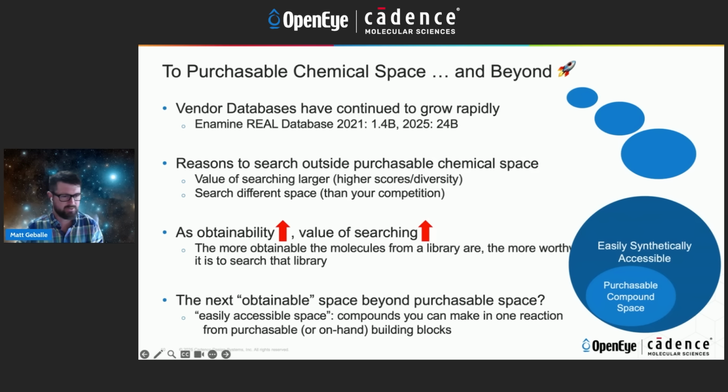And so our approach has been to try to build the sort of next obtainable space beyond purchasable chemical space. And in our mind, this is what we would call easily synthetically accessible chemical space. And that really means compounds that you could make in one simple reaction from whatever things you have on hand. So purchasable building blocks or in-house building blocks.